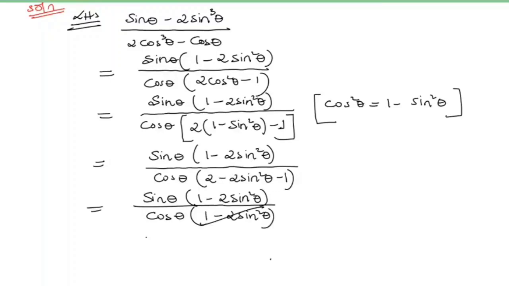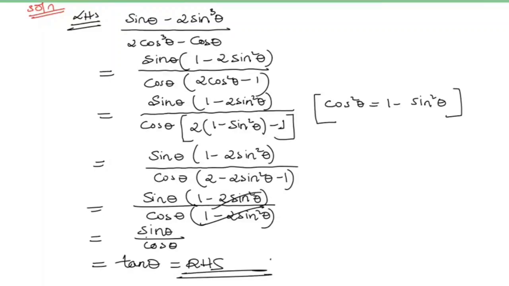So the bracket portion we can cancel, so you will get sin theta by cos theta. So the formula of sin theta by cos theta is tan theta. Okay, the value is tan theta. Tan theta equal to sin theta by cos theta, which is equal to the right hand side. So this way we can prove left hand side equal to right hand side.